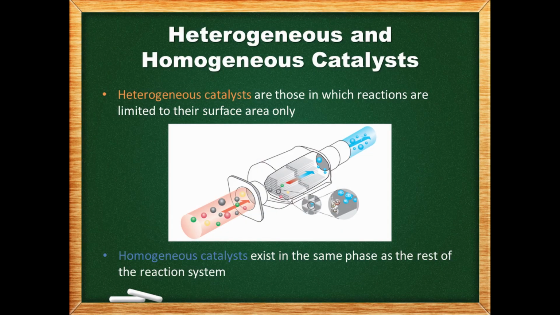Heterogeneous catalysts are also found in catalytic converters in our automobiles, which transform harmful pollutants such as carbon monoxide and nitrogen oxides into carbon dioxide, water, and nitrogen gas. The other type of catalysts are homogeneous catalysts. These exist in the same phase as the rest of the reaction system.